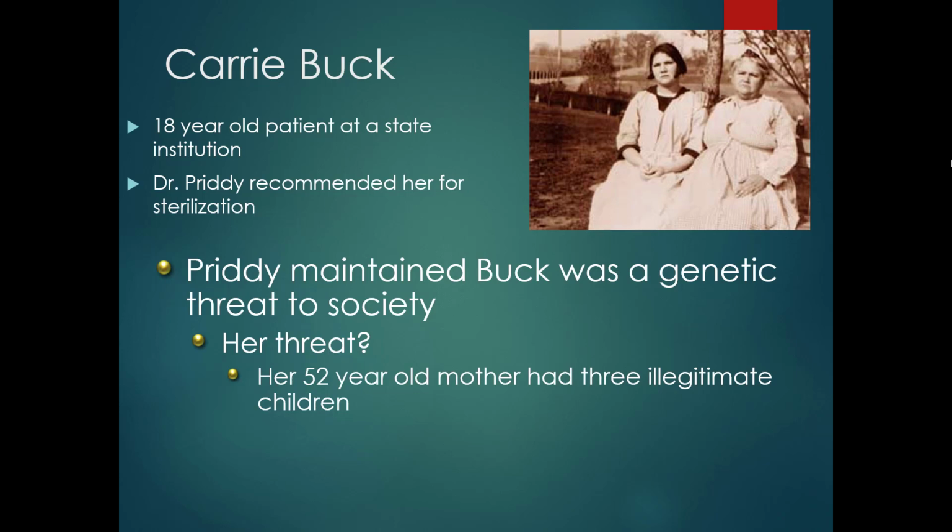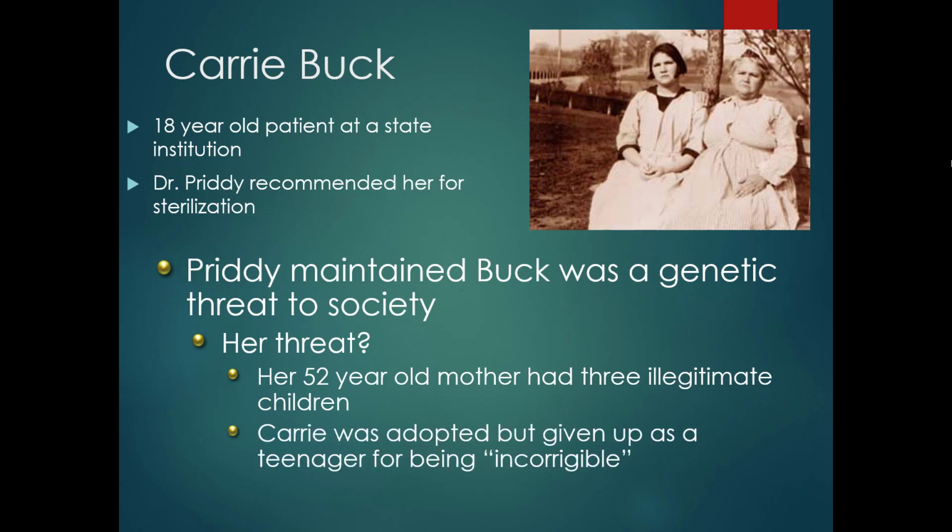Carrie herself was adopted, but she was returned to an institution. She was given up as a teenager for being incorrigible. That's what ended up landing her in the institution for the feeble-minded. The real thing was, however, that Carrie landed in the institution pregnant, and that was her incorrigible behavior. Basically, what they were saying was that she was engaging in the same immoral behavior that her mother did, showing a pattern from generation to generation of immorality.